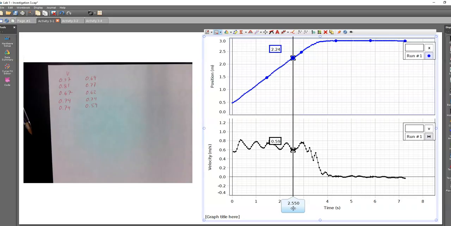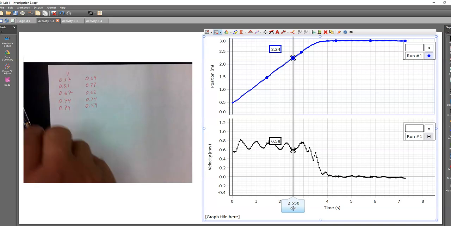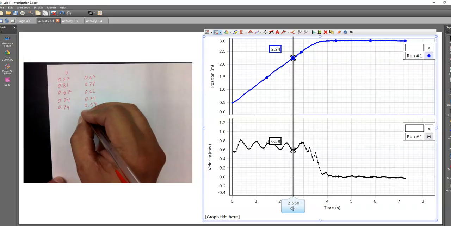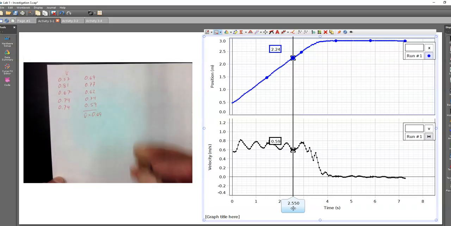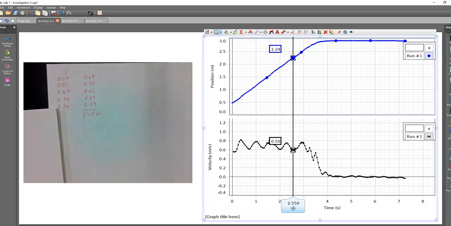Okay, so what do we got? Yes? So we got an average V bar of 0.69. Anybody else? Does that agree with what you guys come up with? Okay, so that's what we will put down as the average of the velocity. That's on page 16.